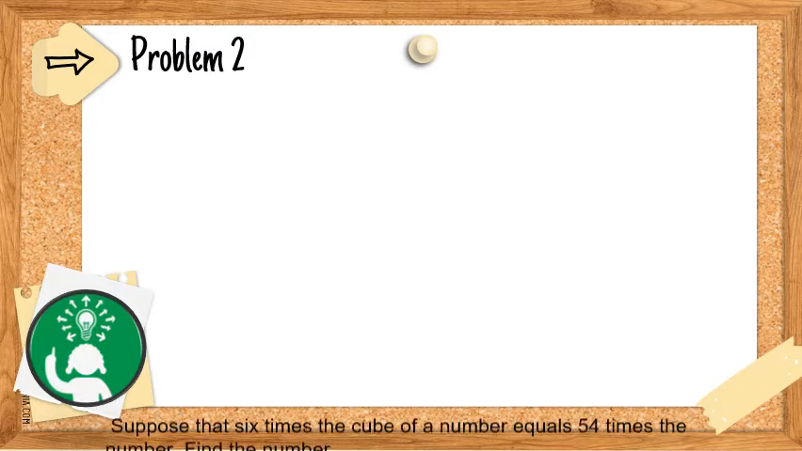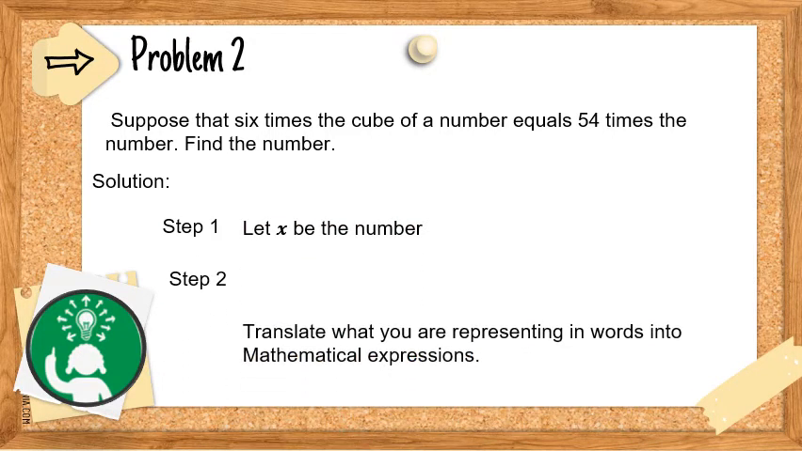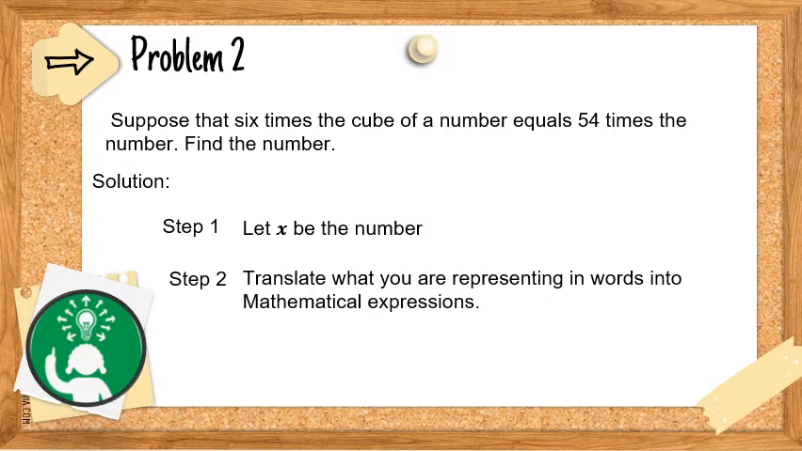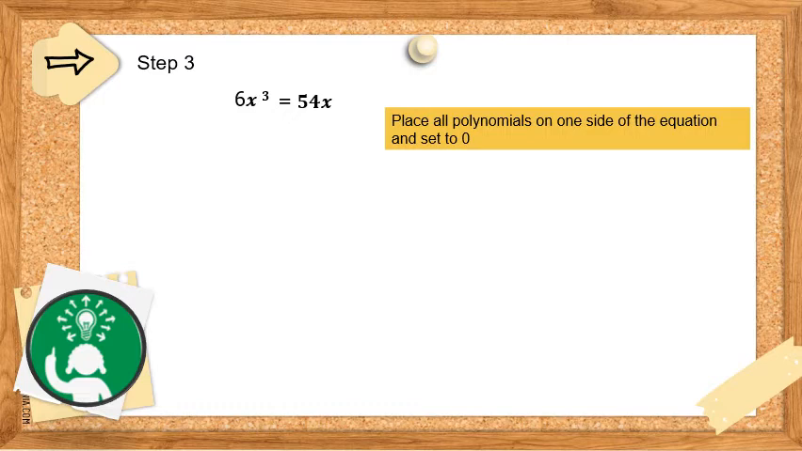Let's have problem number 2. Suppose that 6 times the cube of a number equals 54 times the number. Find the number. So these are the solutions. Step 1, let x be the number. Step 2, translate what is represented in words into mathematical expressions. 6x cubed is what we're talking about here, and then equals 54 times the number, that is 54x. Step 3, let's first write 6x cubed equals 54x. Then place all polynomials on one side of the equation and set to 0.